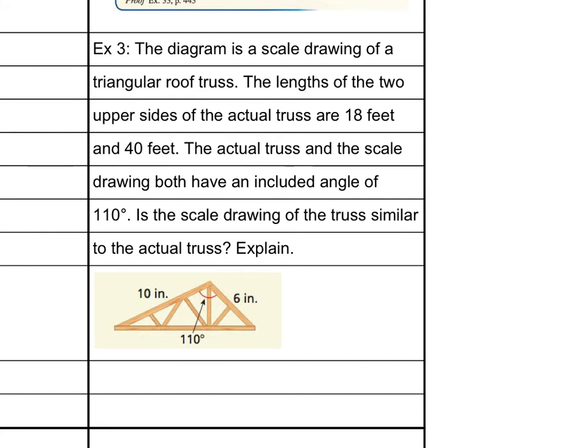So we know that the included angle is 110 on each of them. So now we just need to prove that the sides are proportional. So I'm going to take the longer of the two sides, so 10 inches over 40 feet, and then 6 inches over 18 feet. And remember, we're comparing the ratios. We're really saying 18 and 40 are in the same ratio as 6 and 10. So the fact that we have inches and feet doesn't really matter in this case.